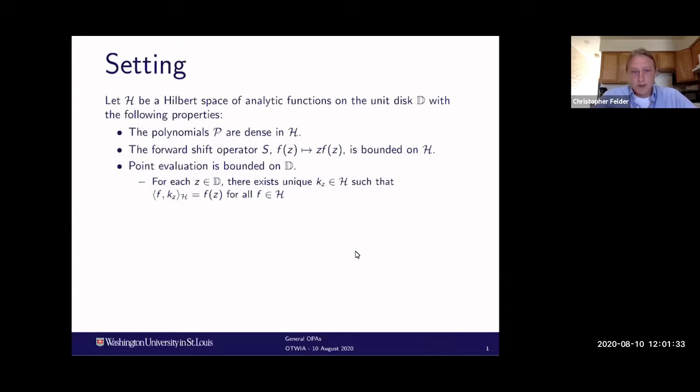And so by the Riesz representation theorem, we know that there's some unique element, Kz, for each Z in D, so that when I take the inner product of F with Kz, I recover the value of F at Z. This element Kz is called the reproducing kernel at Z.